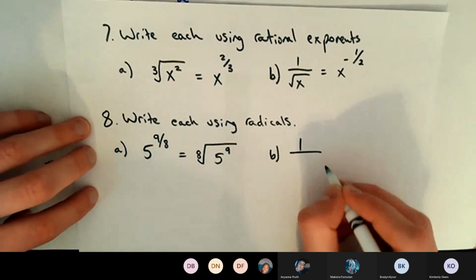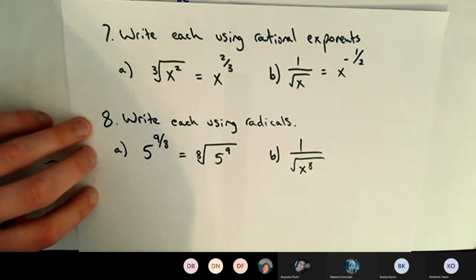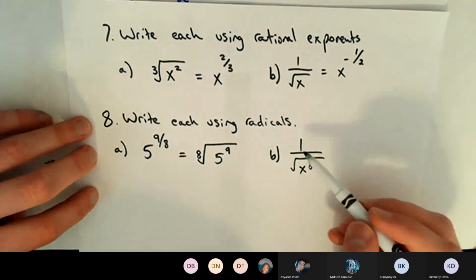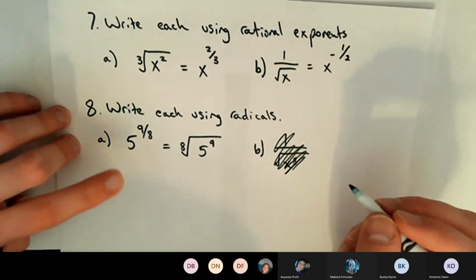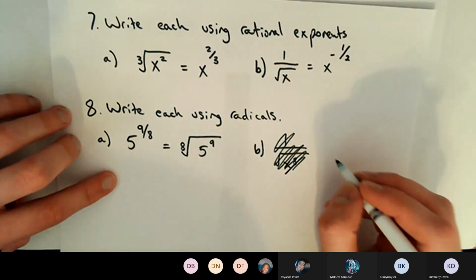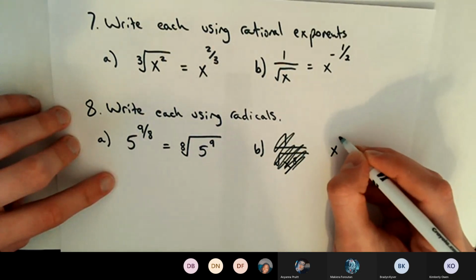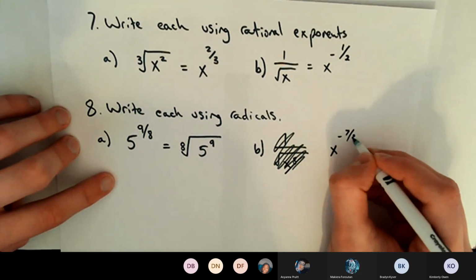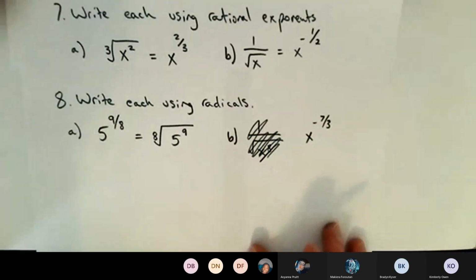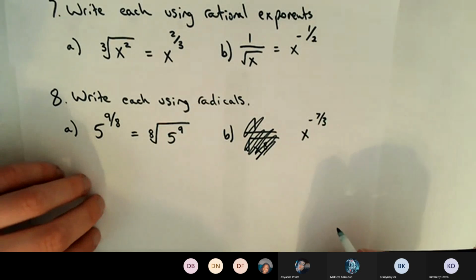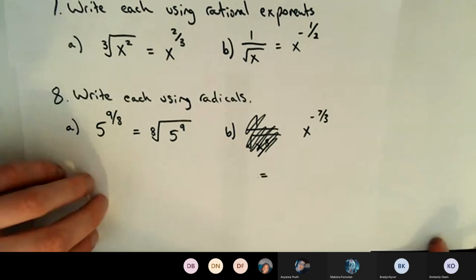What about 1 over square root of x to the 8th? Oh, wait, no, sorry. I'm supposed to give you the rational exponent. So let me say x raised to the, I'm going to change it slightly. Let's say negative 7/3. X raised to the negative 7/3. And I'm going to write the solution down here since I'm a little bit out of room.